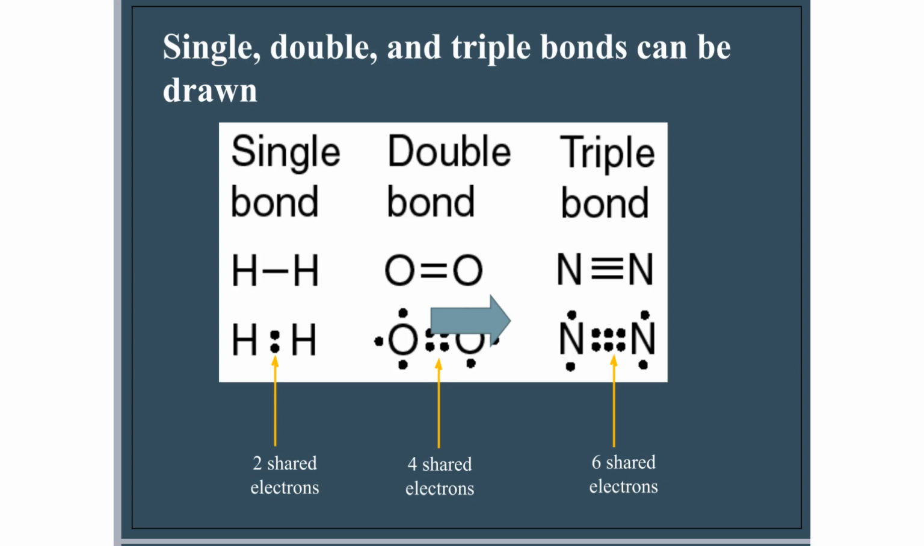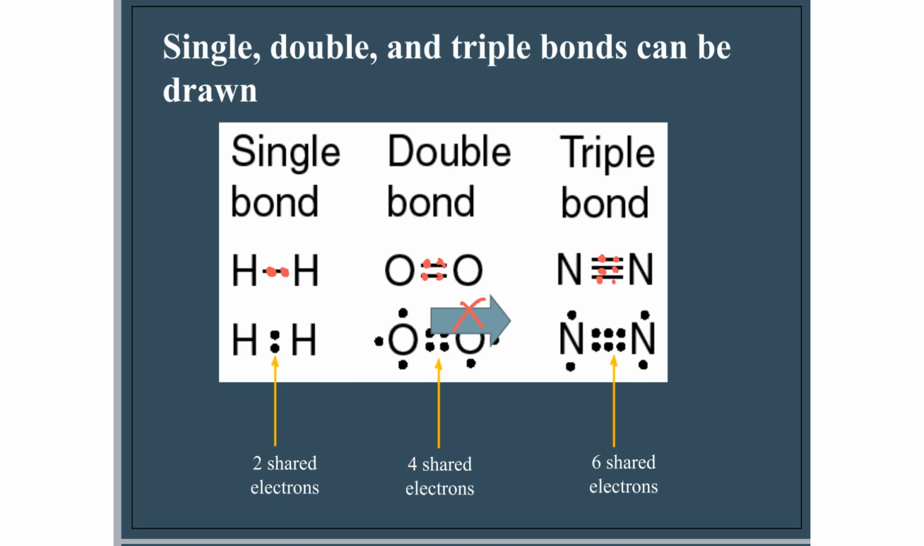Here you can see the 3 types of bonds that you would be forming, the single, double, and triple. And remember that each bond represents 2 electrons. So here in the hydrogen, that's a sharing of 2. Here between the oxygen, that's a sharing of 4. And then with the nitrogen, you're sharing 6 electrons. And that's what you'd really want to know.